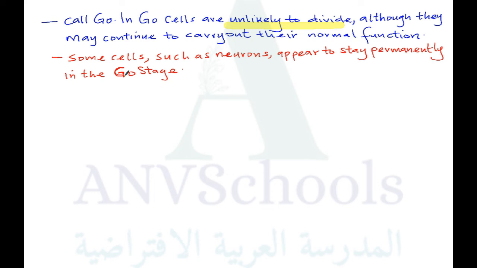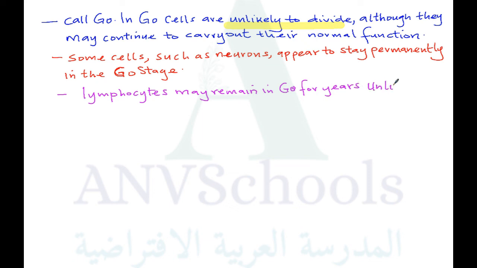Other cells, such as lymphocytes, which are a type of white blood cell, may remain in G0 for years. This is another thing to note. They remain like this for years until they recognize an invader.